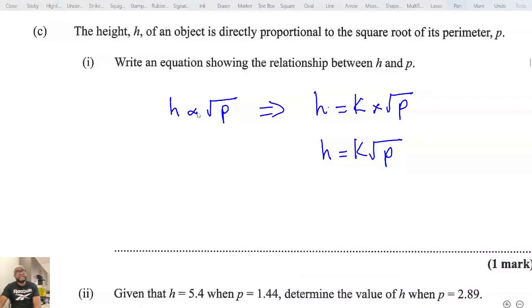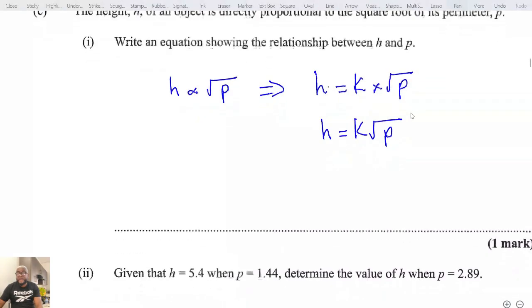H is directly proportional to the square root of P. Saying it again, the height is directly proportional to the square root of P implies this formula: H is equal to some constant, we don't know what K is, multiplied by the square root of P. Now we're going to work to find K.